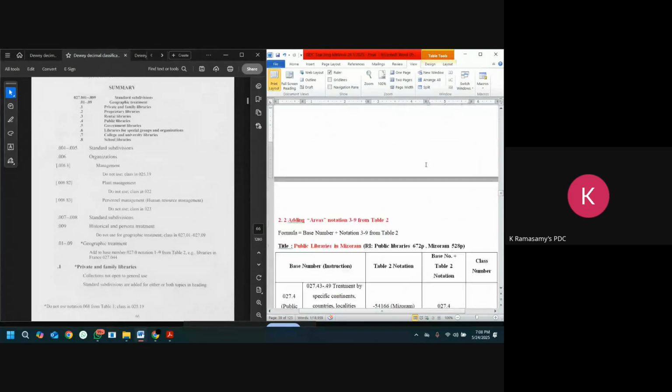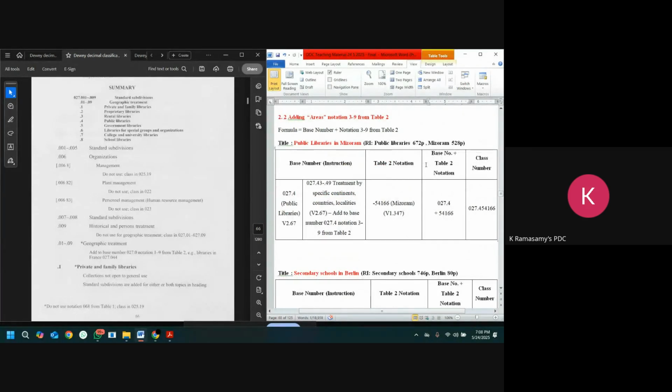Okay, fine. First example. Second example: there are instructions where you are advised to take numbers 3 to 9 from Table 2. You go to Table 2, you start taking numbers from 3 to 9. Don't take 1, don't take 2. You can take 3, 4, 5, 6, 7, 8, 9 and all the subdivisions. These can be added to the base number.